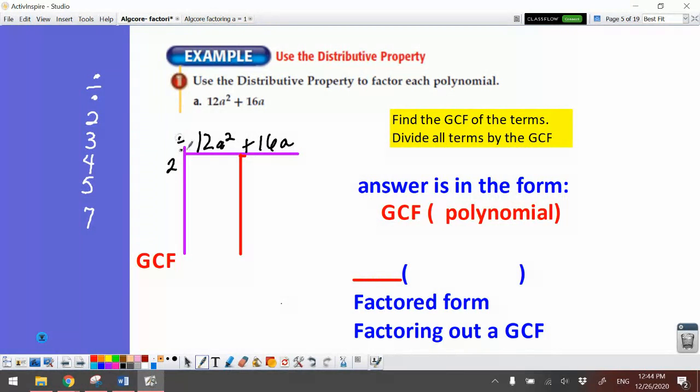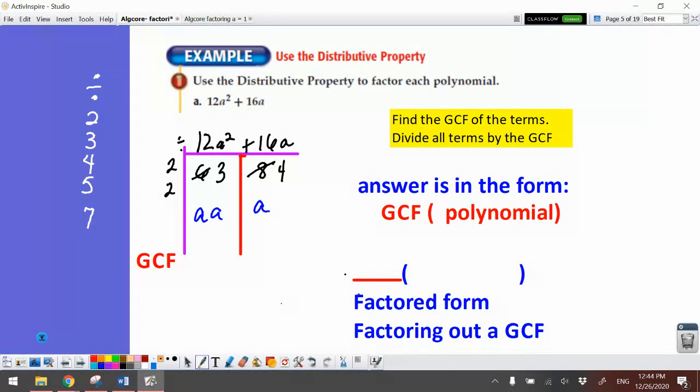So 12 divided by 2 is 6. 16 divided by 2 is 8. Can I divide again by 2? Yeah, I can divide again. So 6 divided by 2 is 3, and 8 divided by 2 is 4. So I'm now down to a 3 and a 4. I know that there are no factors in common between 3 and 4 because 3 is prime. So I'm done with my numbers.